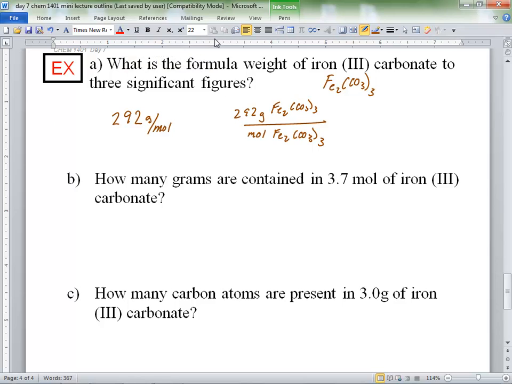How many grams are contained in 3.7 moles of iron 3 carbonate? So, Katrina, you've got 3.7 moles of iron 3 carbonate. They want to know how many grams there are. Where would you start? Yeah, the measurement. The iron 3 carbonate, yeah, but what's the measurement? Yeah, moles. And the number is? How much? How many moles? 3.7. So 3.7 moles of iron 3 carbonate. That's where I would start. Start with the measurement.